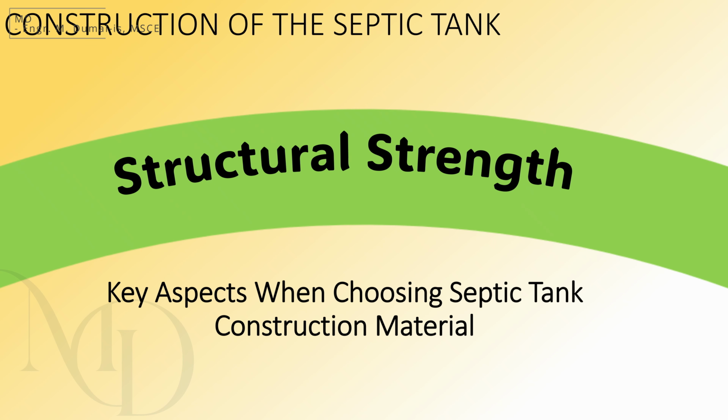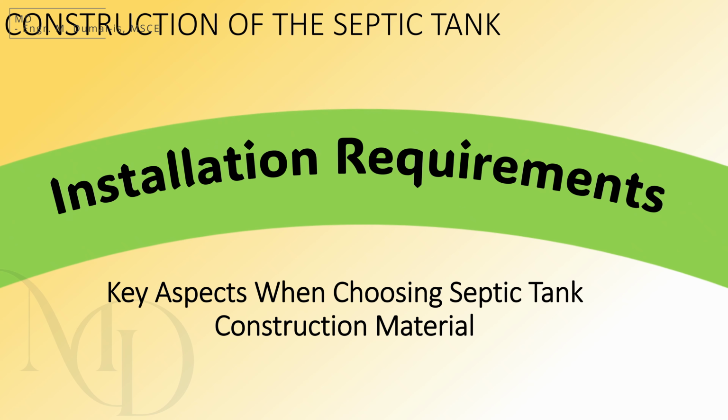Next is structural strength. A septic tank must withstand soil pressure and sometimes even vehicle loads if installed under driveways. Concrete is superior in load-bearing capacity compared to most other materials. Installation is another important consideration. Concrete tanks are very heavy and require equipment for delivery and placement, while plastic and fiberglass tanks are lightweight and easier to handle by hand. Site accessibility is also a factor, especially for remote locations where heavy machinery cannot reach.